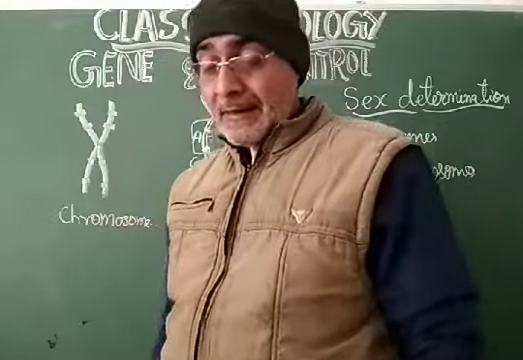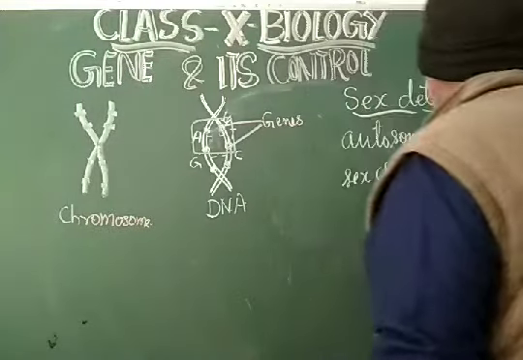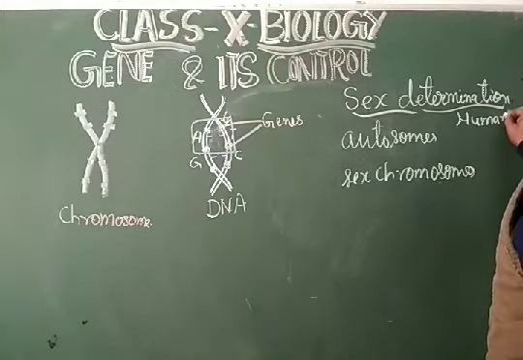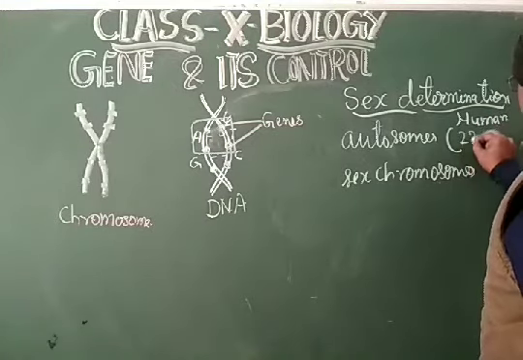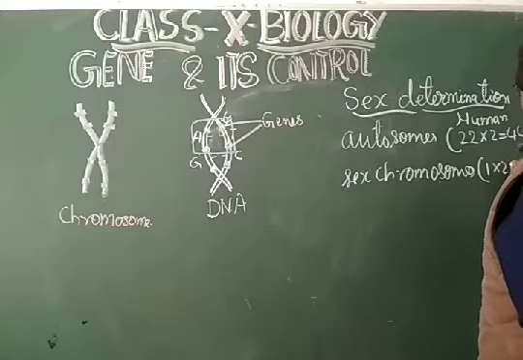My dear students, take the example of human. In human, 22 pairs of autosomes are there and 1 pair of sex chromosomes are there, and the total will be 46. It means 23 into 2.